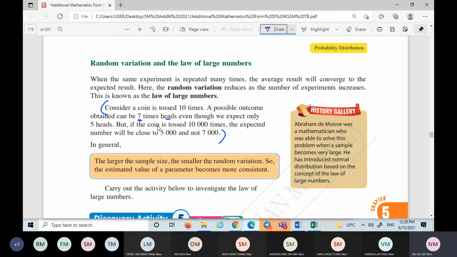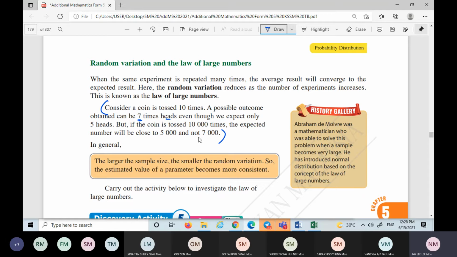But if you toss the coin, let's say 10,000 times, this is very, very big. The expected number may not fall exactly at 5,000 times, which is half of the 10,000, but it will be very close to 5,000.